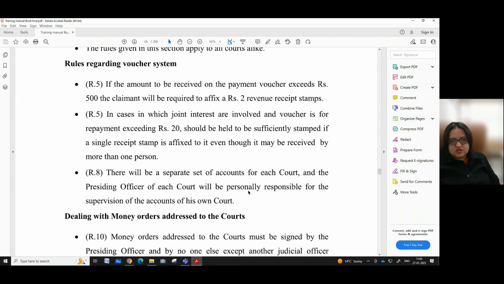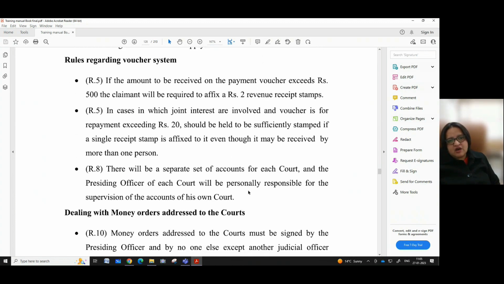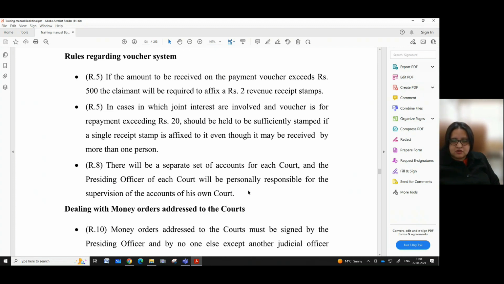Rules regarding voucher system. Rule 5 says that if the amount to be received on the payment voucher exceeds rupees 500, the claimant will be required to affix a rupees 2 revenue receipt stamp. Rule 5 says that in cases in which joint interests are involved and voucher is for repayment exceeding rupees 20, it should be held to be sufficiently stamped if a single receipt stamp is affixed to it, even though it may be received by more than one person.